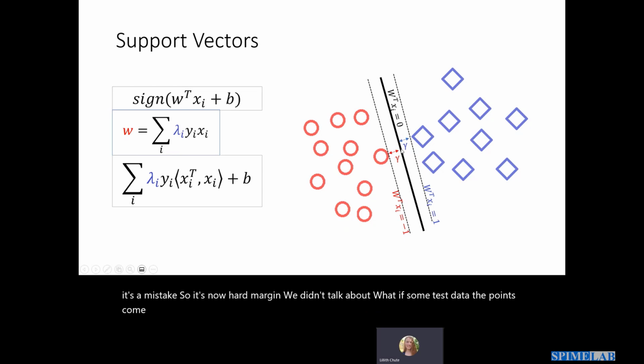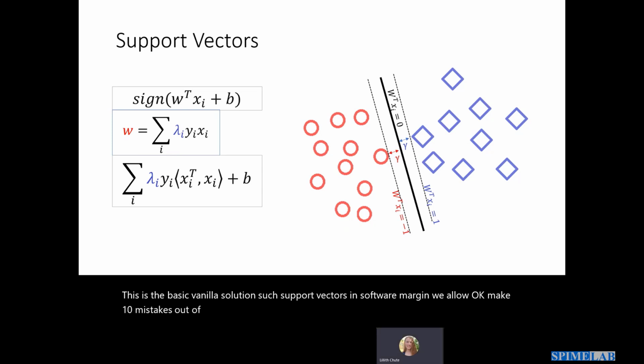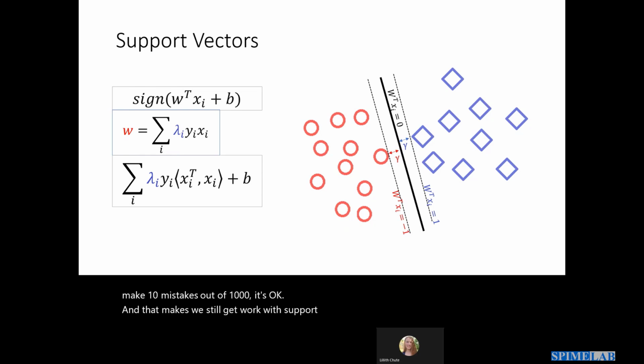Yeah, I was just going to ask that question. What if there's a point that's actually inside the boundary? So we have now a notion of soft margin. This is the vanilla solution for support vectors. In soft margin, we allow, okay, make 10 mistakes out of 1,000. It's okay. We still work with support vectors, but with soft margin, we allow a degree of being wrong and then find the support vectors.